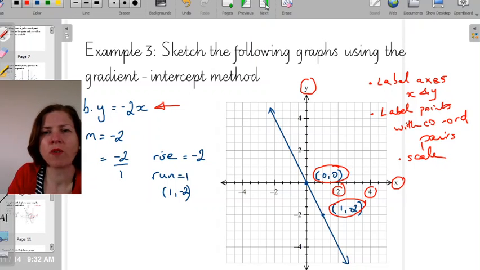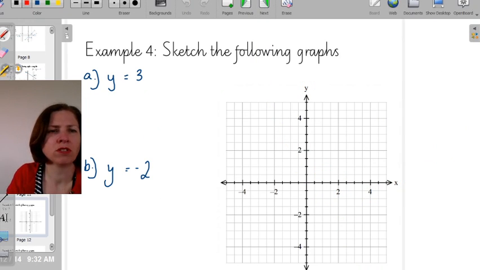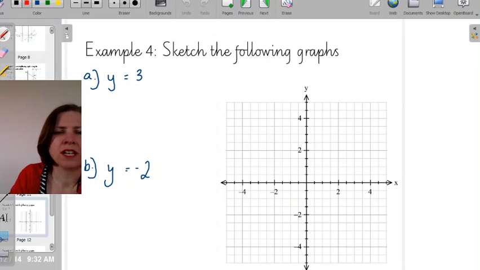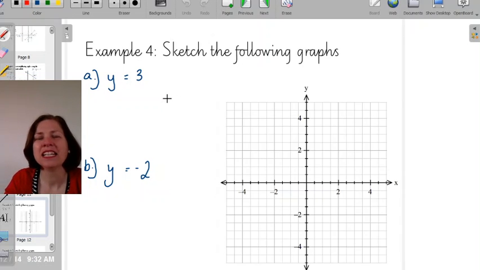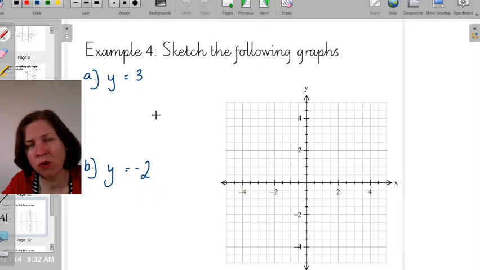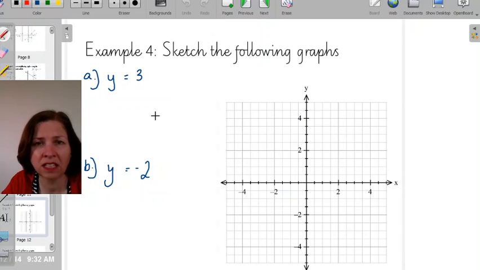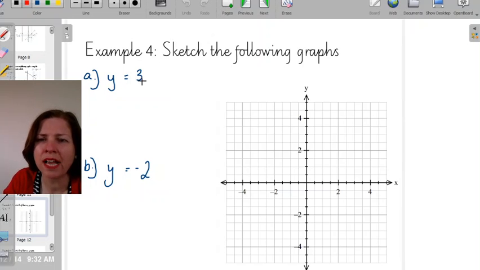So now we're going to look at some vertical and horizontal lines. Let's start with this first graph of y equals 3. Now, this is a weird equation because there's no x in it. The reason for that is it doesn't matter what x is, y is always 3. So when x is 4, y is 3. When x is -2, y is 3. When x is 0, y is 3. Regardless of what x is, y is always 3.